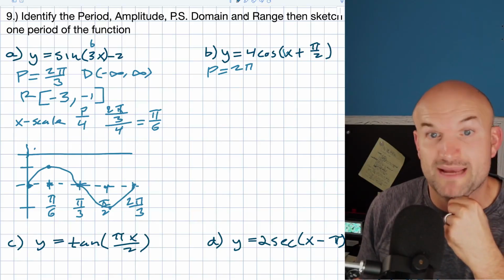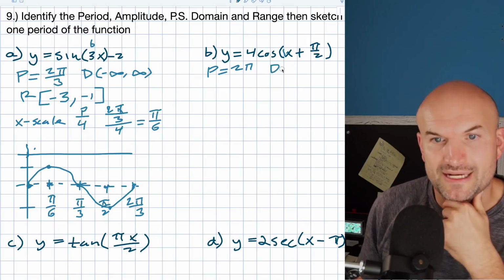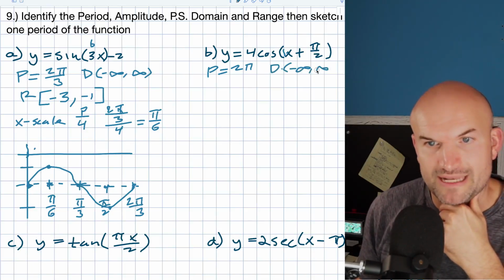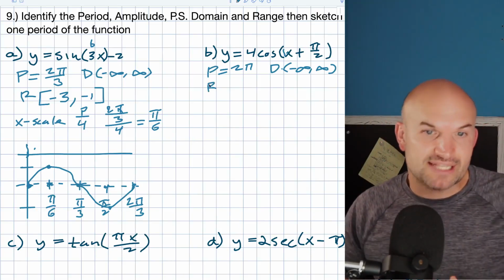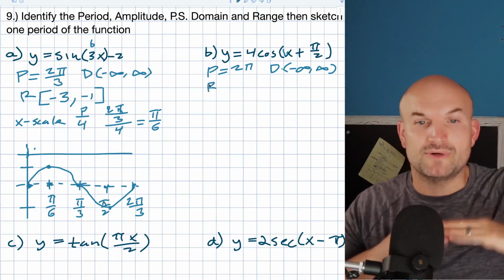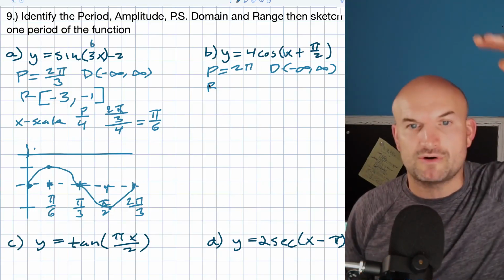And then the domain and the range. The domain here is, again, all real numbers. Domain for sine and cosine is always going to be all real numbers. The range, though, in this case we don't have any shifting up or down. But now we have a stretch, a vertical stretch of our graph.